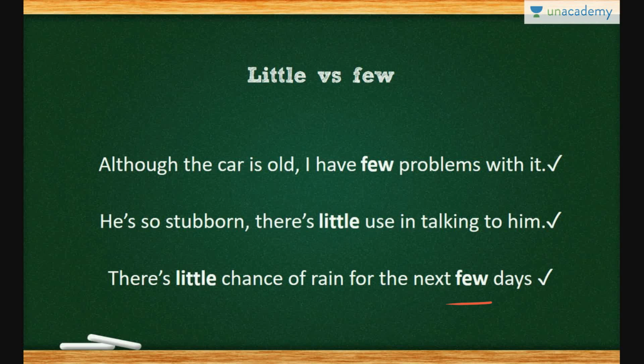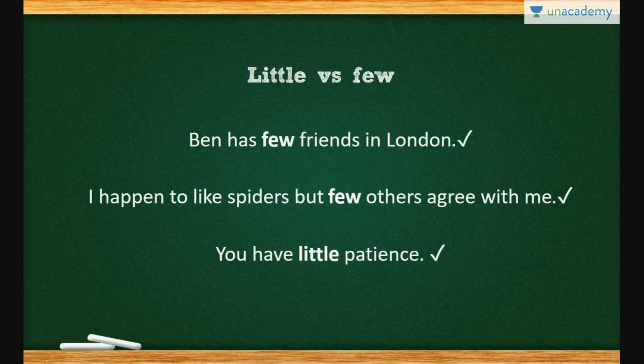Now, if you say, I have given him a few chances already. Now, if you say chances, that means you can count the chances that you have given to that person. There, the usage of few becomes correct. Just focus on the examples, you'll get the idea. Ben has few friends in London. Now he can count the friends he has in London. Therefore, few friends. I happen to like spiders, but few others agree with me. Once again, it's a countable noun. You have little patience. Now you cannot count patience or how much patience a person has.